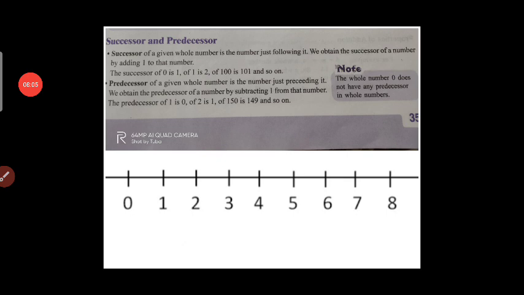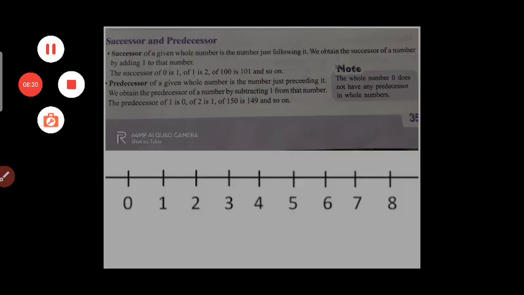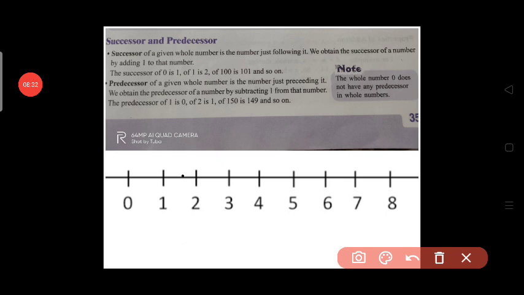Our next topic is successor and predecessor. In the smaller classes we studied that successor means what comes after and predecessor means what comes before. We can remember predecessor by previous, P, predecessor or previous, and successor as moving forward. Okay. So how do we find the successor? If a number is given, we have to add 1 to it, so that is called successor, and if a number is given, we subtract 1 from it, that is called predecessor.